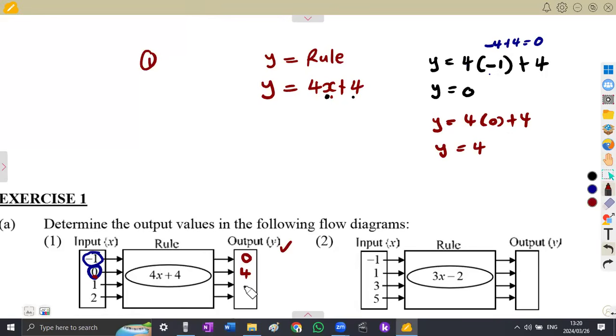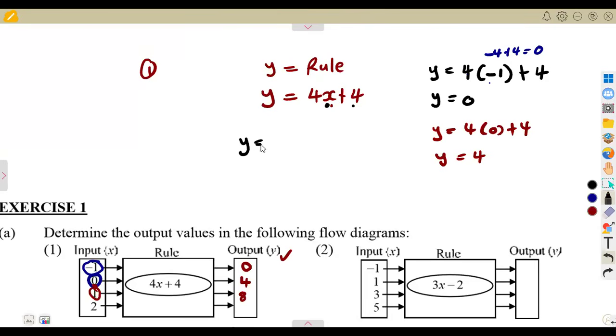So y is going to be 8 at that moment if x is what? If x is 1. That is how you simply find these ones. So y is equal to, remember we said when x is 1, so it's 4 into 1 plus 4. That is y is going to be 4 times 1, which is 4, plus 4, which is 8, which is the same 8 that we see.